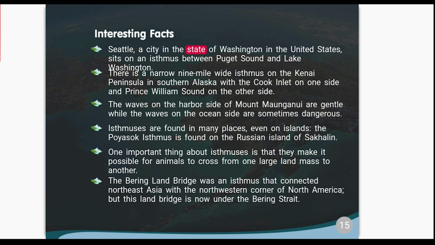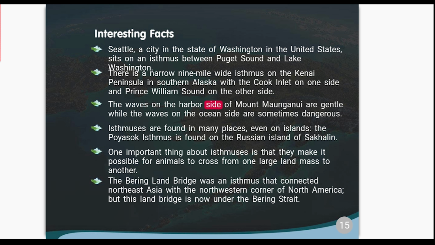Seattle, a city in the state of Washington, in the United States, sits on an isthmus between Puget Sound and Lake Washington. There is a narrow 9-mile-wide isthmus on the Kenai Peninsula in southern Alaska, with the Cook Inlet on one side and Prince William Sound on the other side.